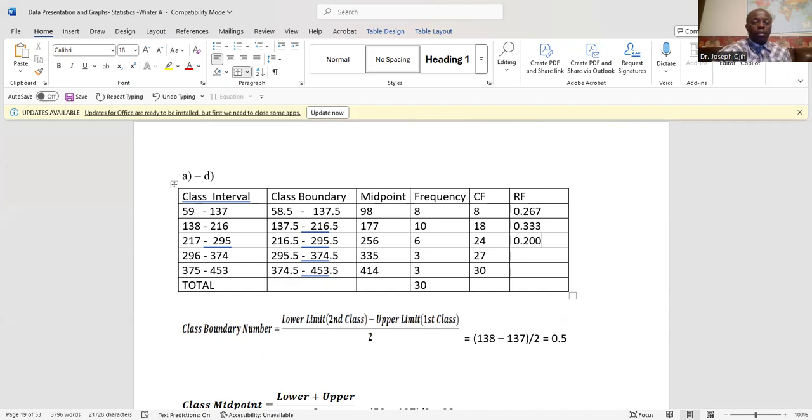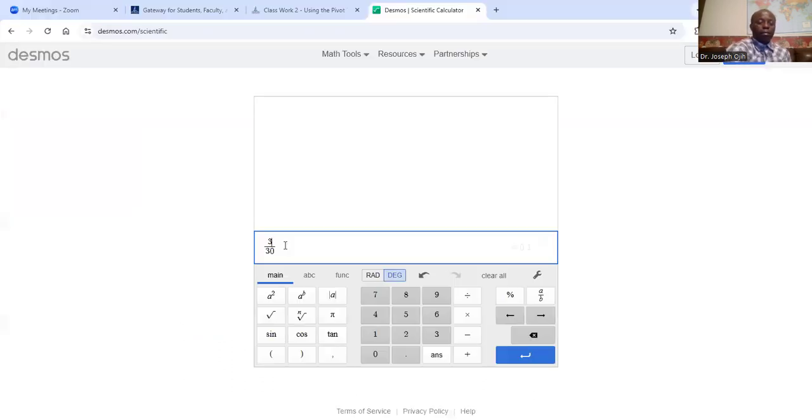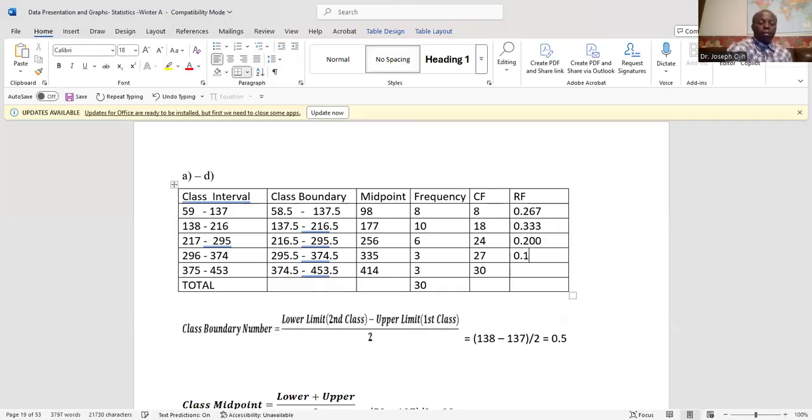Okay. Change this to 3. 0.111. 0.100. Okay. 0 point. And this one is 0 point. Because it's also 3, 0.100.